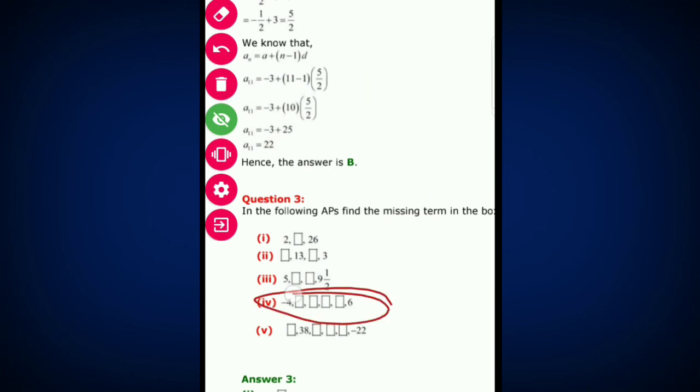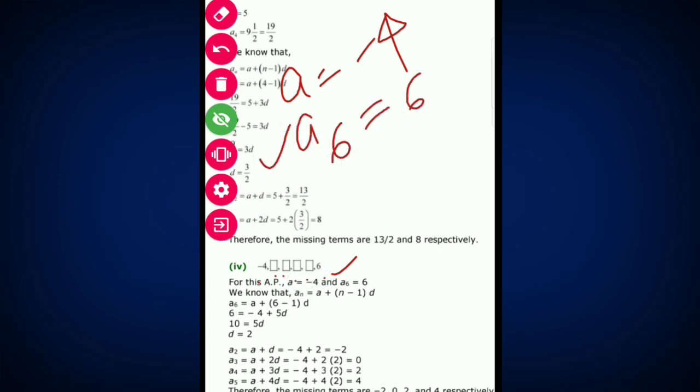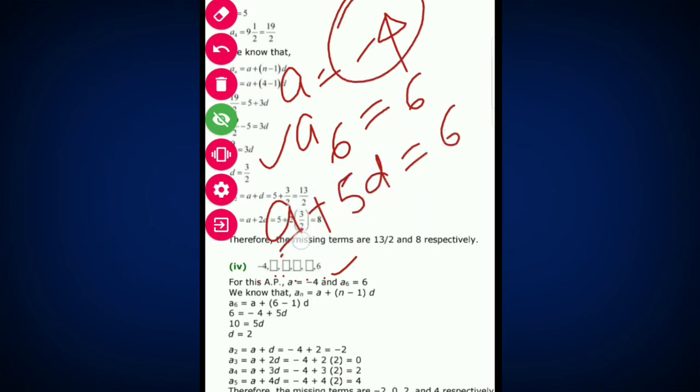Now we'll go to question number 4, a very simple question. Look at the fourth part. The first term is minus 4. Now which term is 6? This is the first term, second, third, fourth, fifth and sixth. So the sixth term is 6, and the sixth term means a plus 5d equals 6. The value of a is minus 4, you will put it here, and it will go to the other side with a positive sign. Then 6 plus 4 means 5d will be 10, so the value of d will be 2.